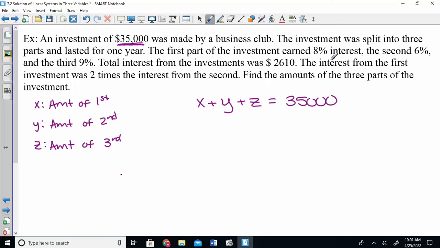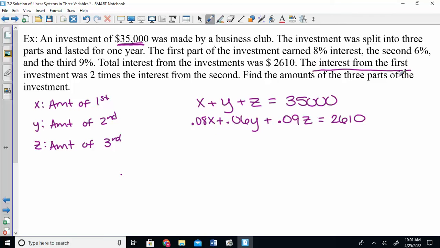Then we get into our interest. So the first part earned 8% interest. So what would we have to write? The second one was 6%. And the third one was 9%. And that equals my total interest, which was 2,610. Okay, so we have two equations.